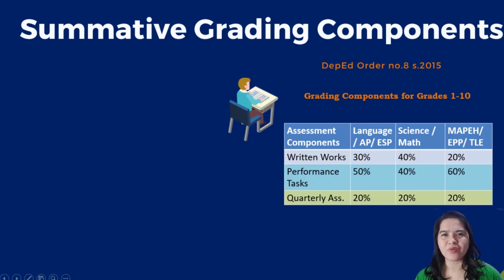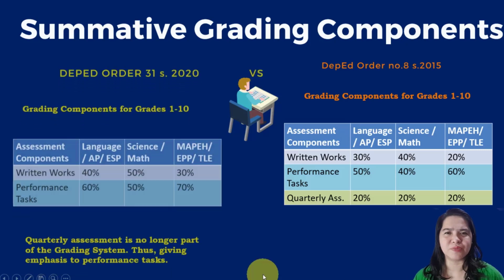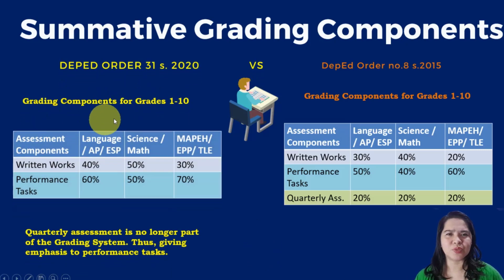However, in DepEd Order number 31 series of 2020, quarterly assessments will no longer be part of the grading system. So here is the weight distribution of the summative components per learning area for grades 1 to 10. For language, AP, and ESP, written work will be 40% and performance task 60%. For science and math, 50% for written works and 50% for performance tasks. Then for the MAPE, EPP, and TLE, we have 30% for written works and 70% for performance tasks.